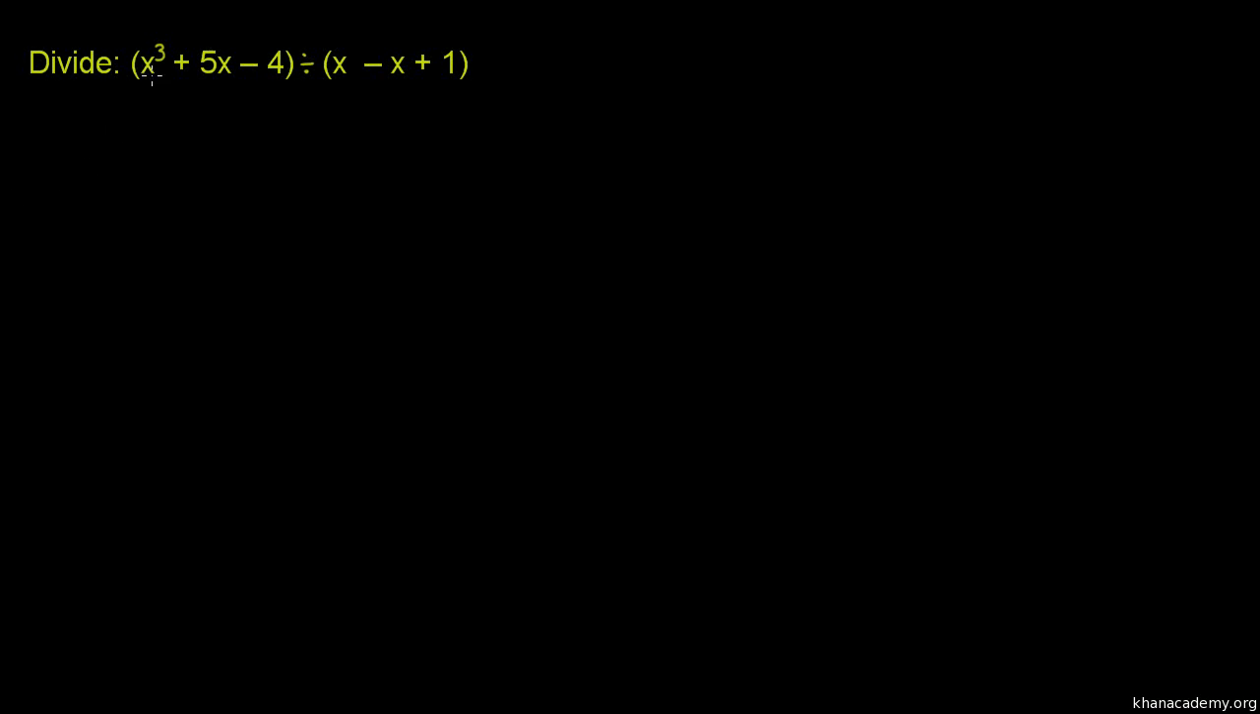We need to divide x to the third plus 5x minus 4 by x minus x. Actually, I think this is supposed to be an x squared. Let me correct it. So we're going to divide x to the third plus 5x minus 4 by x squared minus x plus 1. And just to see the different ways we can rewrite this, we could rewrite this as x to the third plus 5x minus 4 divided by x squared minus x plus 1.